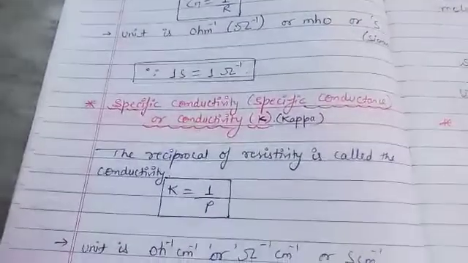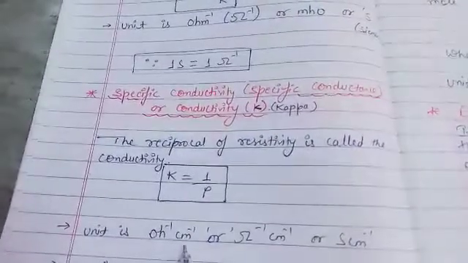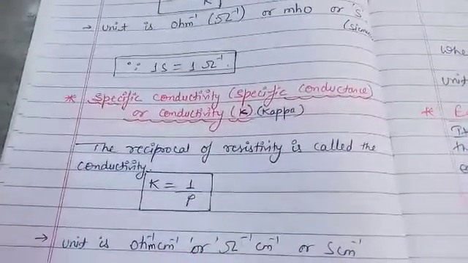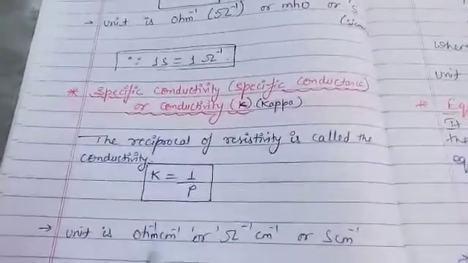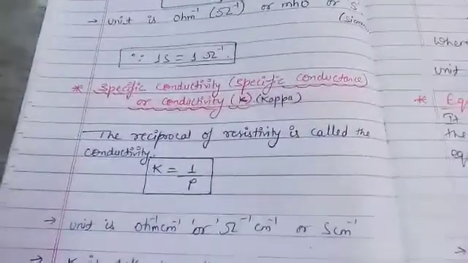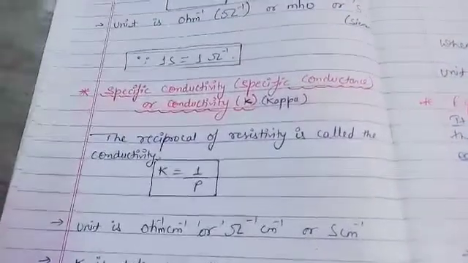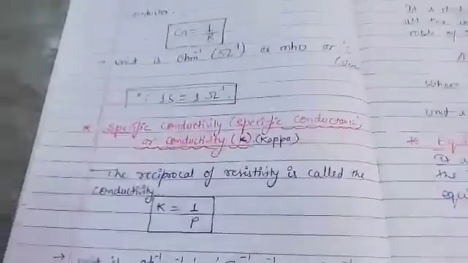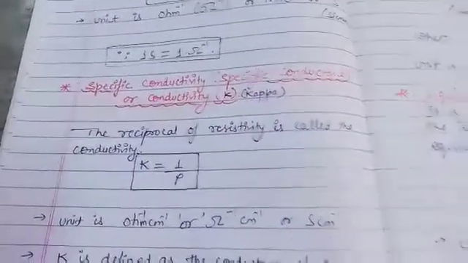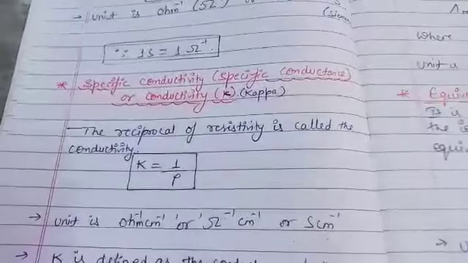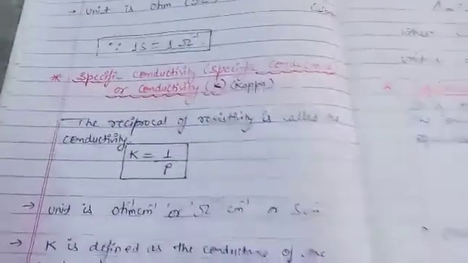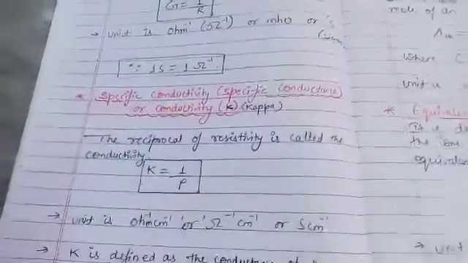Unit is also reciprocal: ohm inverse centimeter inverse, or instead of ohm inverse you can write Siemens centimeter inverse. Now, how to define kappa? Simple: conductivity is defined as the conductance of the conductor whose length is 1 centimeter and area of cross section is 1 centimeter square. That is basically conductivity.